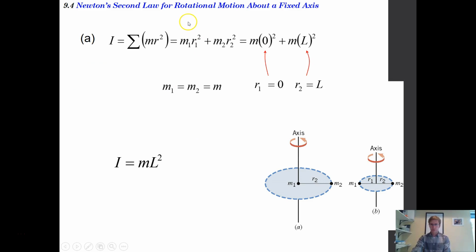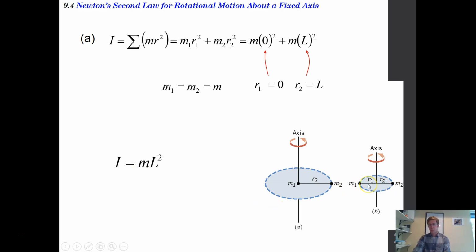All right, so let's do it. Again, moment of inertia is m times r squared added up for each mass. So if we start in setup A, you have m1 times r1, which since the axis runs through it is 0, plus m2 times L, the length, which is r2, that's the whole length of that rod, squared. So since the masses are both m, you have m times 0 plus m times L squared. Your inertia is mL squared. Cool. Now let's go to B.